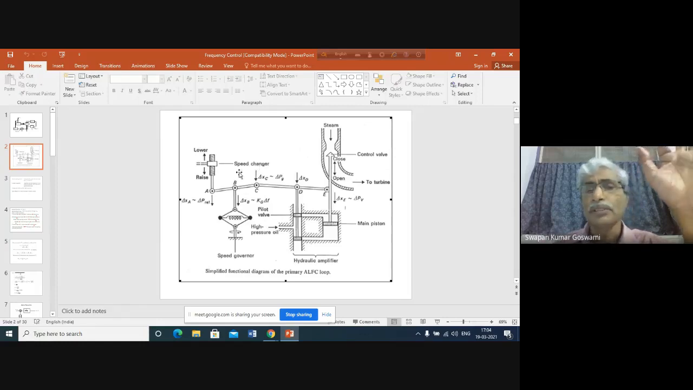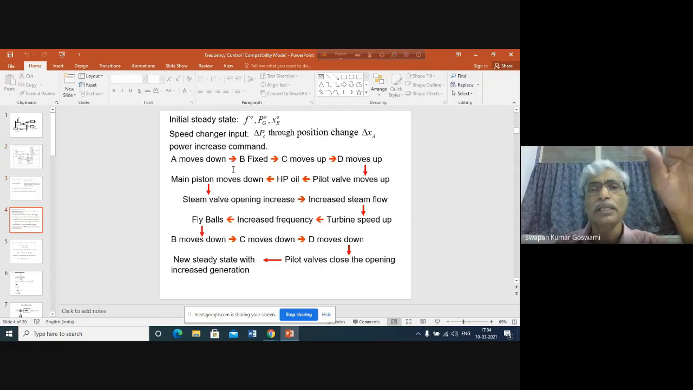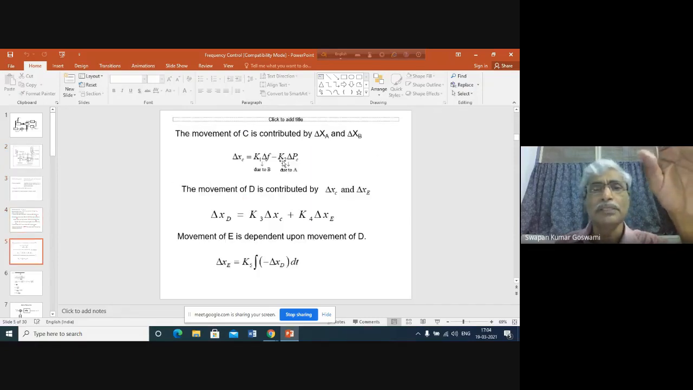Is it clear? It is explained why K2 delta PC is there: it is due to the change in the position of A. And it is negative because a positive movement of A creates a negative movement of C. Since we are writing the equation in terms of the positive movement of C, there will obviously be a negative movement of A. Similarly, it is K1 delta F.